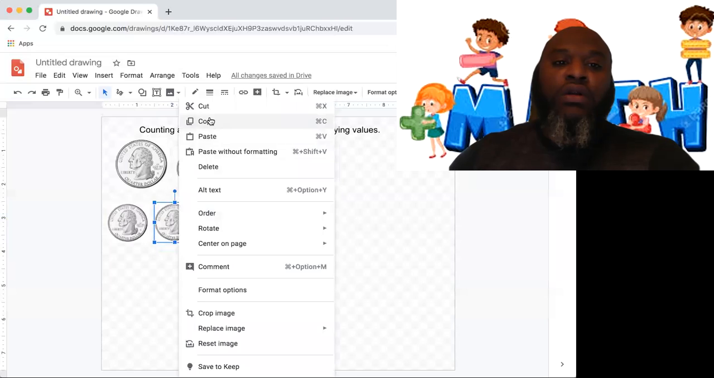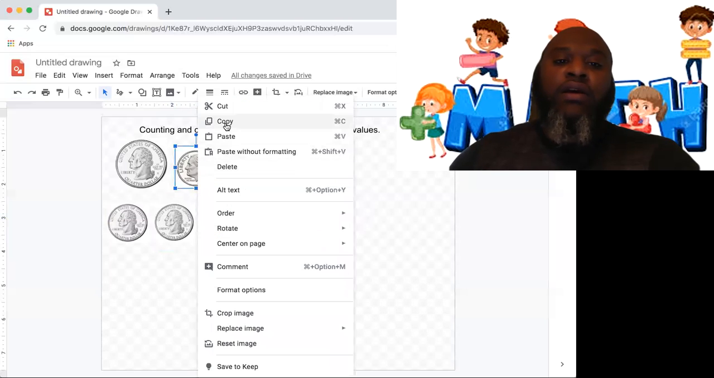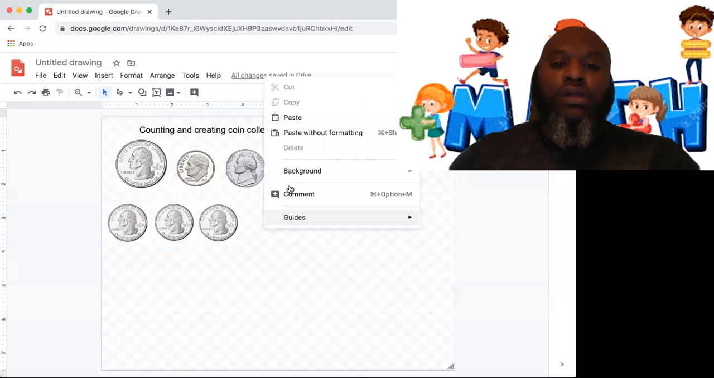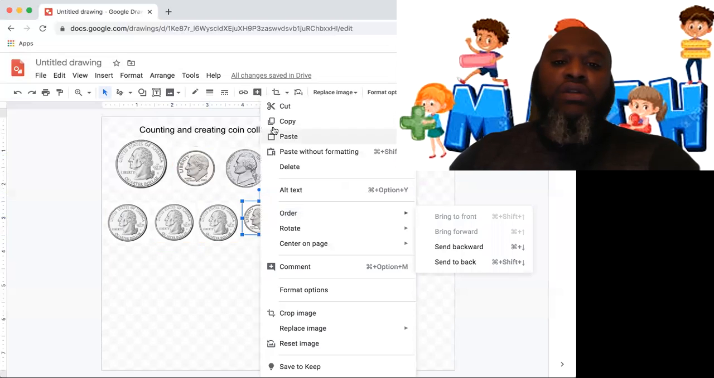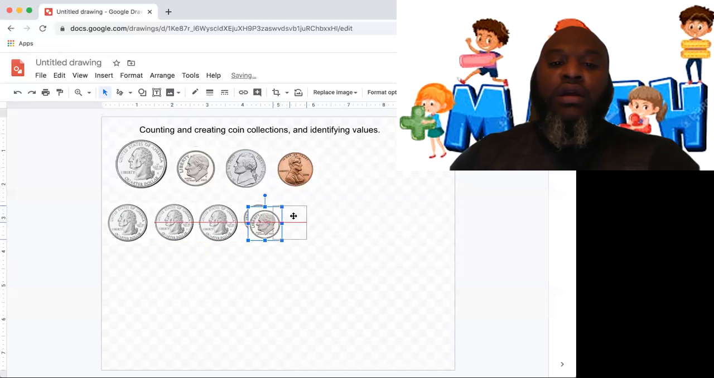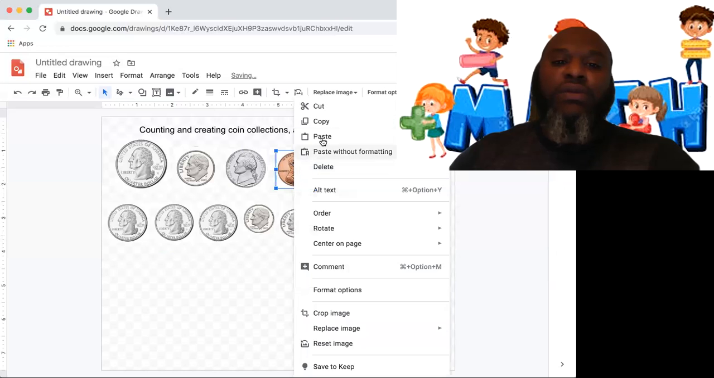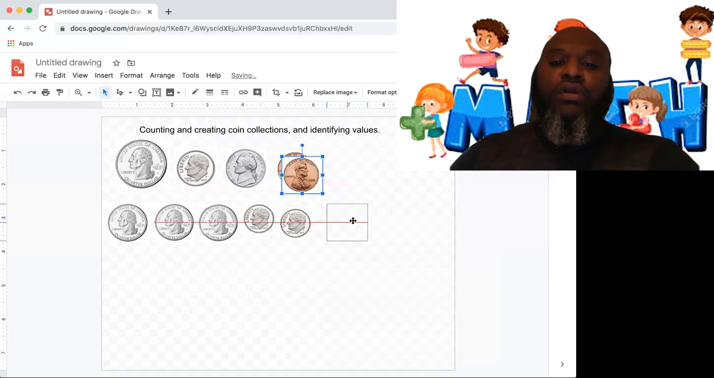I got 1, 2, 3 quarters. Okay. And then I'm going to have 1 dime. No, you know what? I want 2 dimes. 2 dimes and a penny. Let's do that. 2 dimes and a penny. So I have 3 quarters, 2 dimes, and a penny.